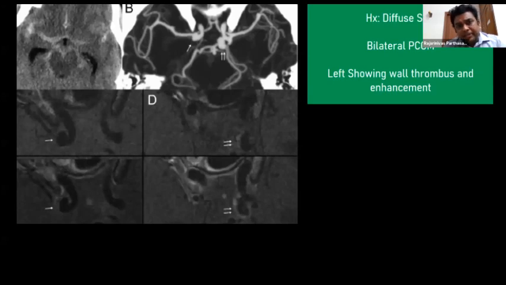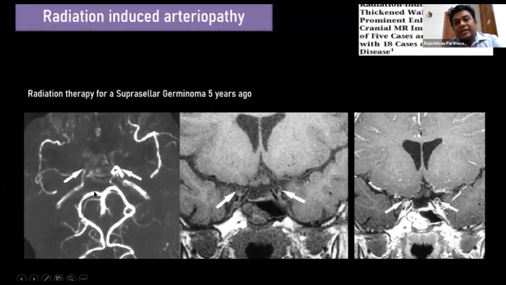And this is another patient who has bilateral PCOM aneurysms with a diffuse subarachnoid hemorrhage, and on post contrast imaging, you see there is enhancement and thrombus in the wall of this left PCOM aneurysm. So we think this is the most likely cause for the rupture. On the right side, there is no wall enhancement, and there may be potential value in identifying which aneurysm has ruptured.